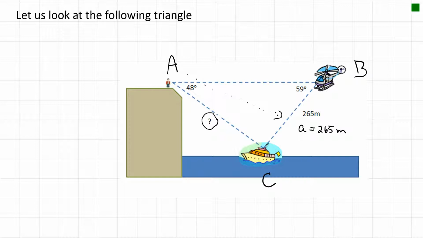Same thing over here. This is little b. And the last one, right across from here, is lowercase c. That is a convention that is used quite consistently amongst mathematicians. So the question is, what are we looking for? We are looking to find b, the length of b.